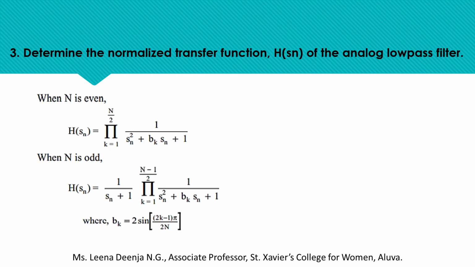The third step is to determine the normalized transfer function H of Sn of the analog low-pass filter. When N is even, H of Sn equals the product, k equal to 1 to N by 2, of 1 by (Sn square plus bk Sn plus 1). And when N is odd, H of Sn equals 1 by (Sn plus 1) times the product, k equal to 1 to (N minus 1) by 2, of 1 by (Sn square plus bk Sn plus 1), where bk equals 2 sin((2k minus 1) pi by 2N).